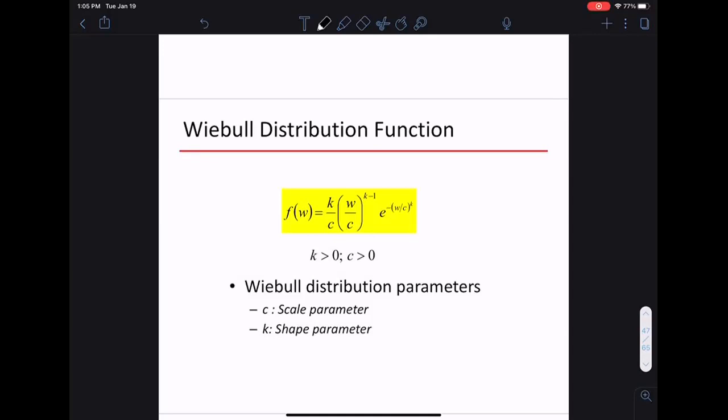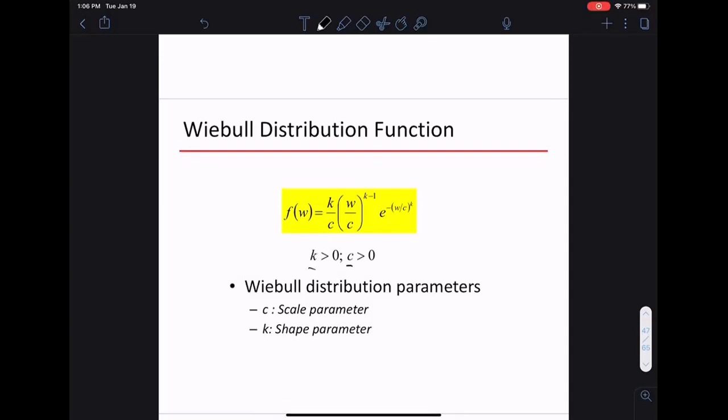It basically has so-called two parameters. This is a two parameter distribution. The two parameters are called, one is a scale parameter c, one is called the shape parameter k. These are just the names we assign to them. We assign these names because, again, these are not the mean and the variance. We don't have very clear interpretations of what they are, so we just give them some names.